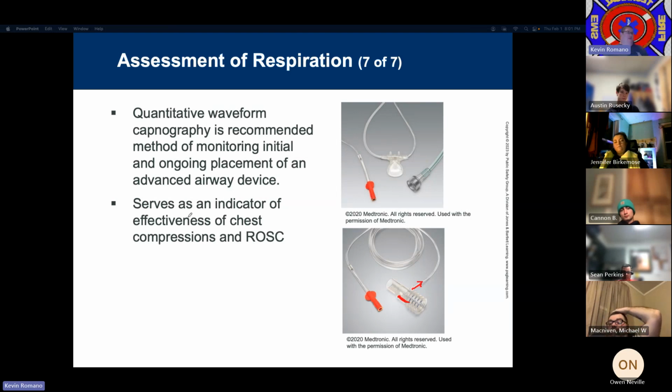This serves as an indicator for effectiveness of chest compressions and ROSC. You're going to see ROSC about 2 minutes with increased end tidal before you start getting pulses back. So something to think about as well. We covered that a lot last class though.